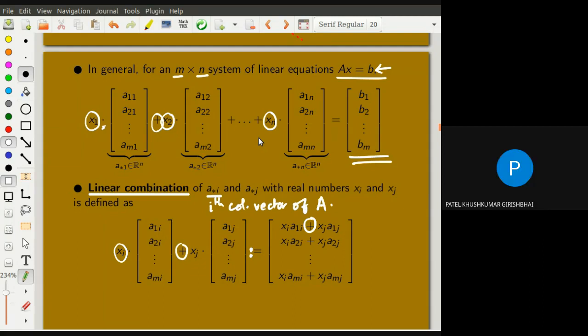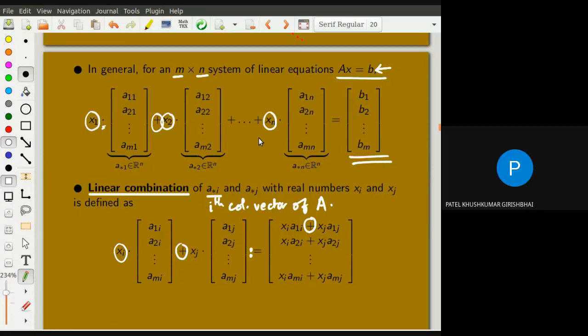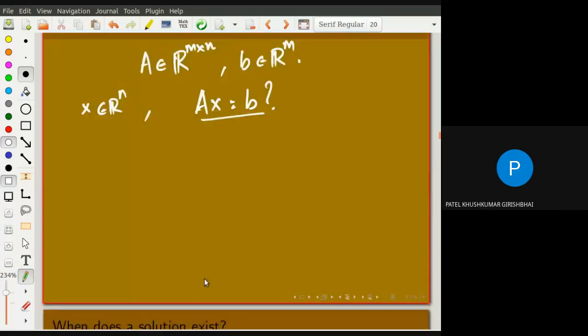When A inverse exists? No. A may not even be a square matrix. If A is not a square matrix, A will not have an inverse, right? Do you want me to give an example of a matrix A which does not have an inverse, but still for Ax equal to B the solution exists? Okay, very easy example.